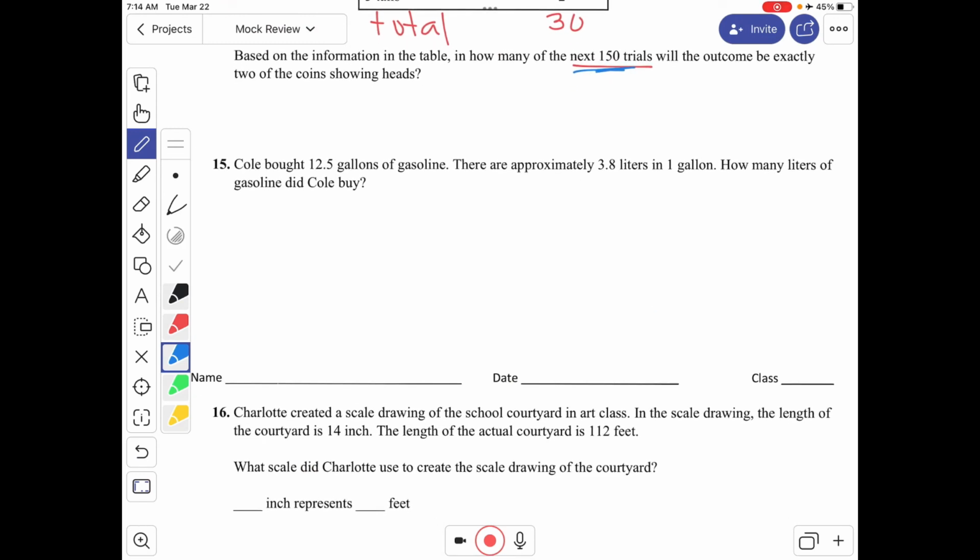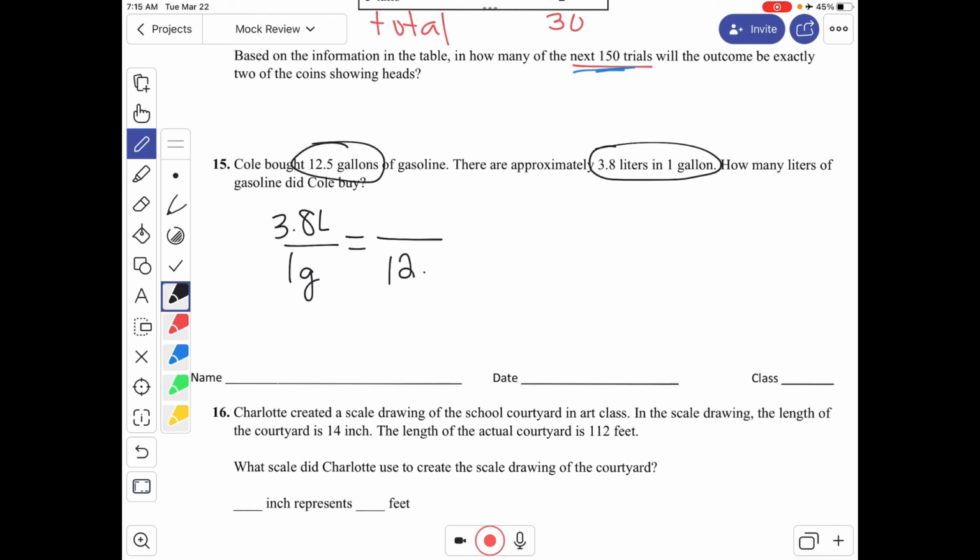Number 15, Cole bought 12.5 gallons of gasoline. There are approximately 3.8 liters in 1 gallon. How many liters of gasoline did Cole buy? Again, we can set up a proportion. The rate they gave us was 3.8 liters to 1 gallon. And we want to figure out how many liters are in 12.5 gallons.